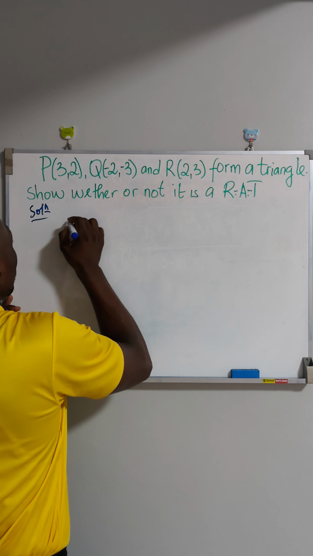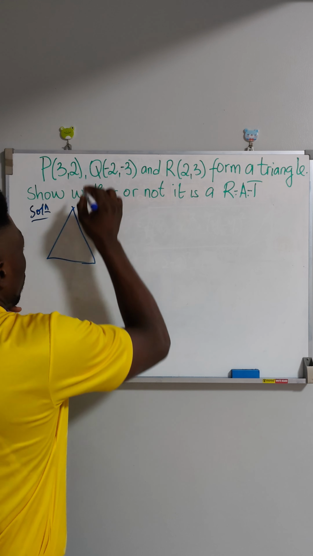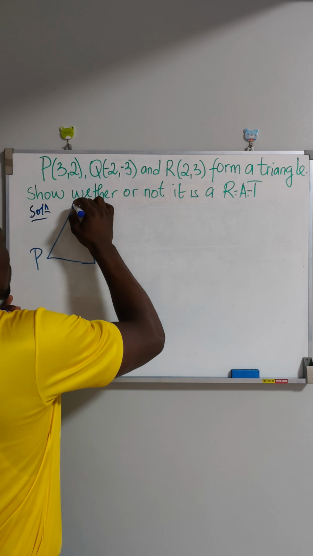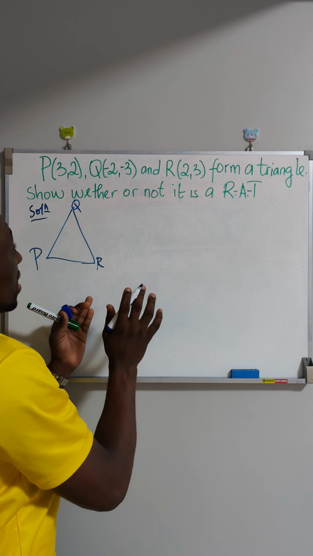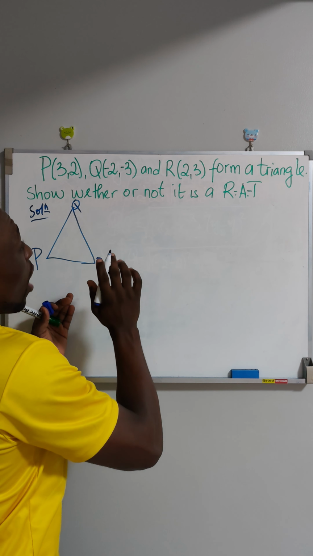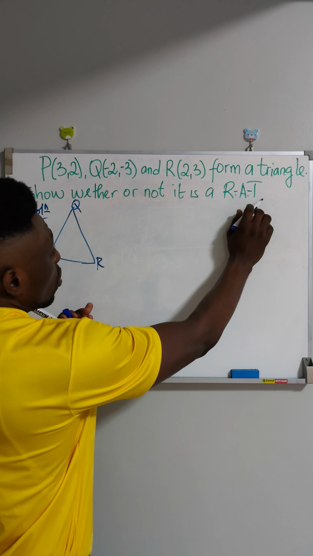Let us draw an arbitrary triangle like this and represent this point here. We will have P, we will have Q, and we will have R. The question already told us clearly that it's a triangle. Now, how do we show that it's a right angle triangle?